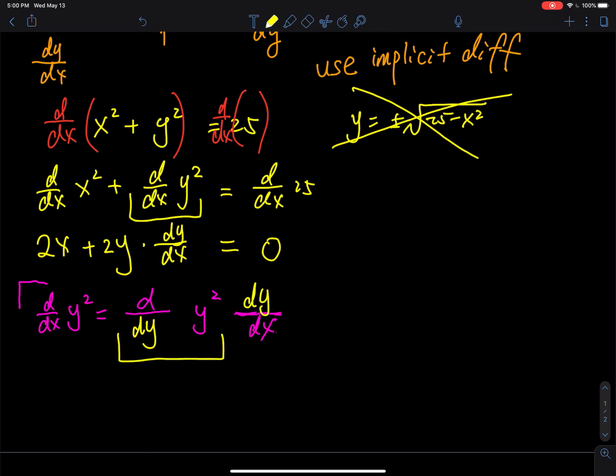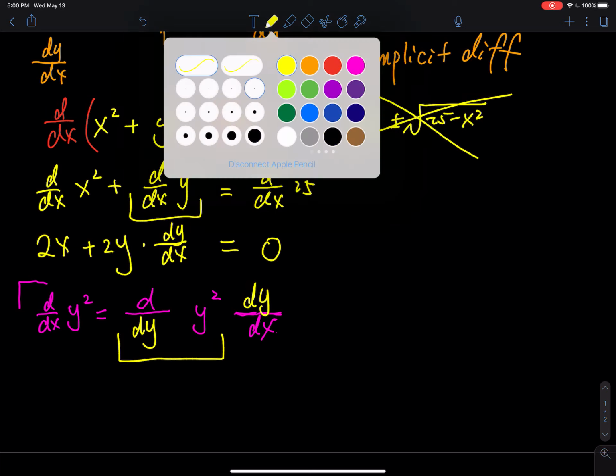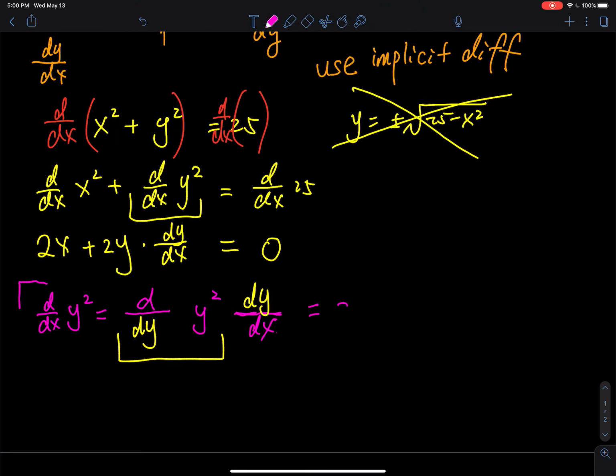What I am asking you to do is to take the derivative of y squared, right? Okay, easy. I can do that. So that is 2y. The derivative of y squared is equal to 2y. So what about the leftover? This is the leftover, right? So you bring the dy dx over, then that's it.